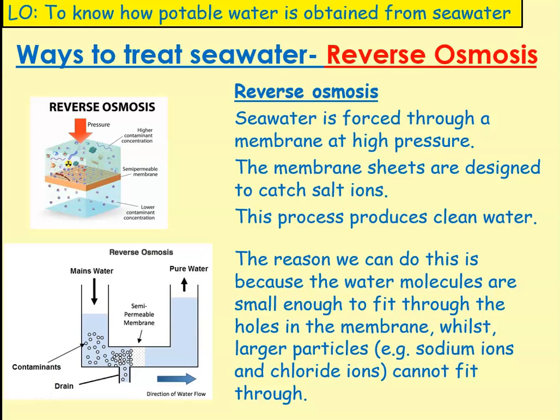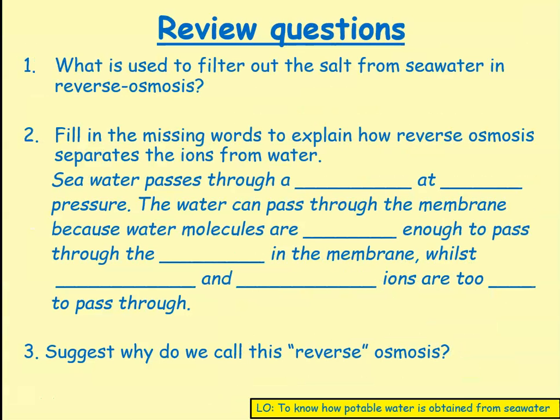The reason we can do this is because water molecules are small enough to fit through the holes in the membrane, whereas large particles like sodium and chloride ions, which make up salt, cannot fit through. So we'd start out with salty water, push it through the membrane, the salt gets trapped in the membrane, the water continues through, we then have cleaner water.